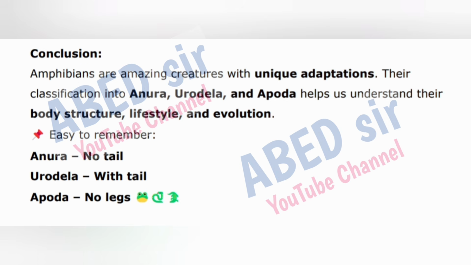Conclusion. Amphibians are amazing creatures with unique adaptations. Their classification into Anura, Urodela, and Apoda helps us understand their body structure, lifestyle, and evolution. Easy to remember. Anura, no tail. Urodela, with tail. Apoda, no legs.